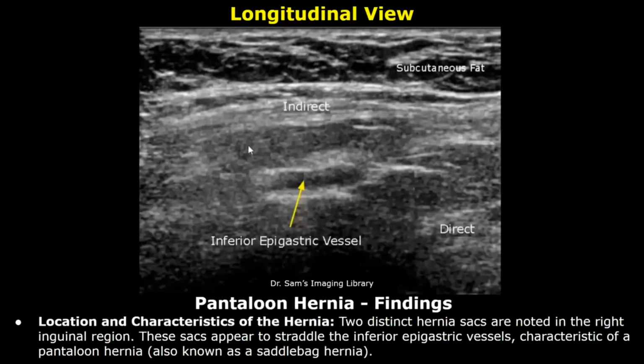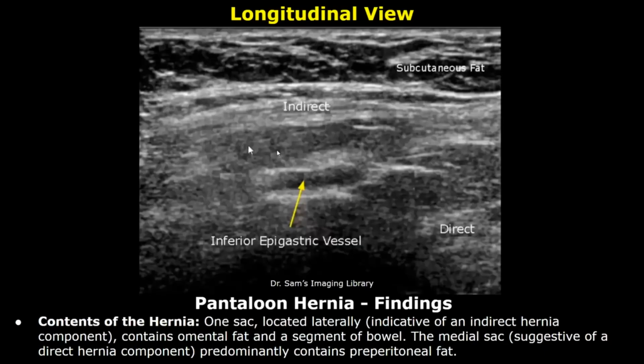These are the findings, location and characteristics of the hernia. Two distinct hernia sacs are noted in the right inguinal region. These sacs appear to straddle the inferior epigastric vessels, characteristic of a pantaloon hernia, also known as a saddleback hernia. In simple words, the epigastric vessel is surrounded by hernia contents, which can be indicative of a pantaloon hernia. The vessel is sandwiched between two hernia sacs.